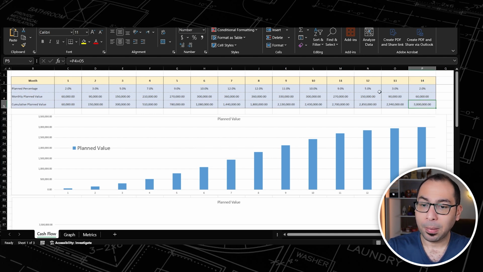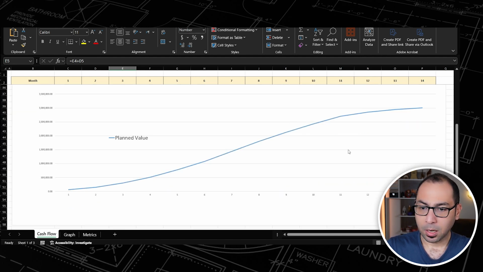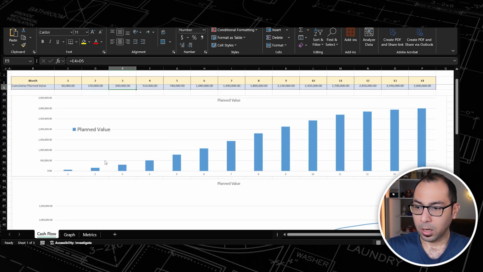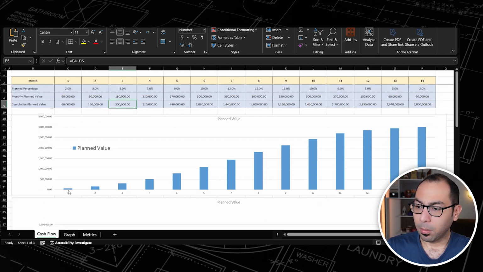And this is the monthly planned value, and we have here the cumulative planned value. So when you draw the relationship between the cumulative planned value and the project duration or the project month, you get what we call the S-curve, as you can see here. So for example, the S-curve looks like this, or you can do it in a bar chart like that. It's the same thing. But here I am just drawing the month 1, 2, 3 up to month number 14.